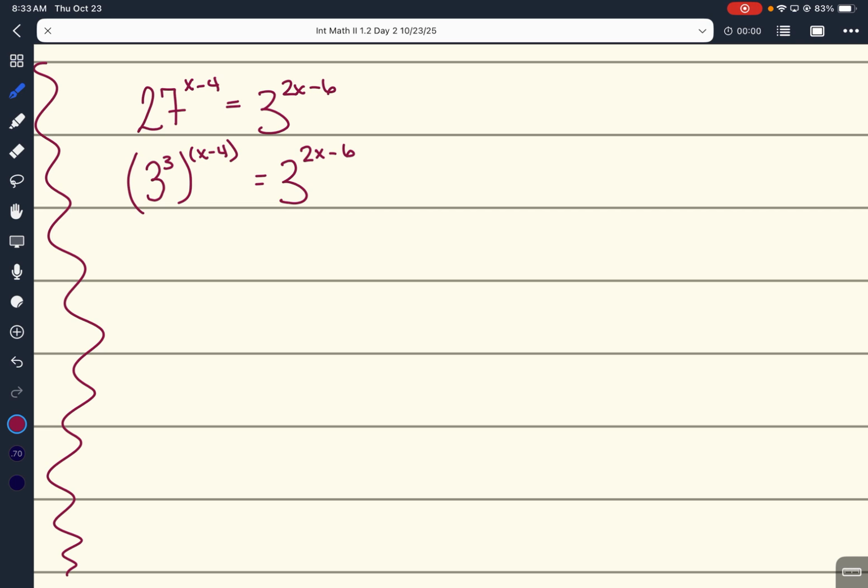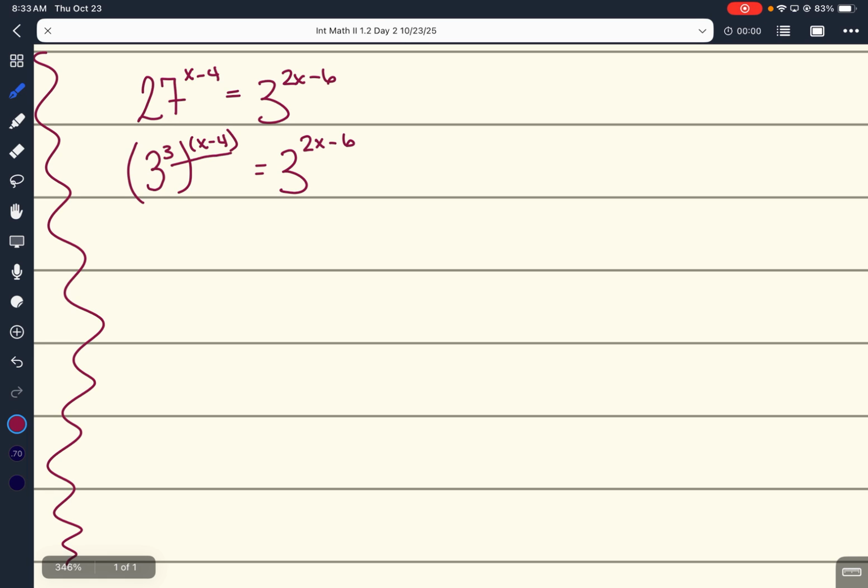So do we have the same bases on both sides? Yeah, so we got that part done. Now I have a power to a power. What was the rule I gave you the other day when you had a power to a power? What were you supposed to do with your exponents? Multiply them. So I have 3 times x minus 4, so I have to distribute that 3, don't I? 3x. So I have 3 to the 3x minus 12 and 3 to the 2x minus 6.